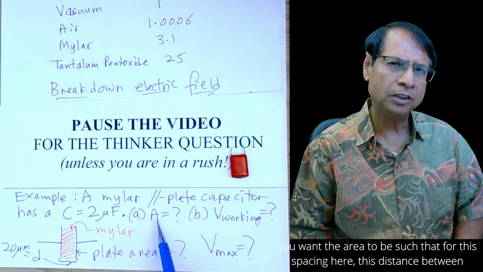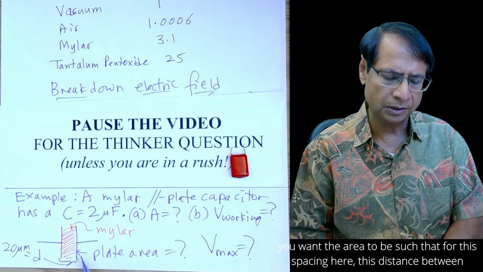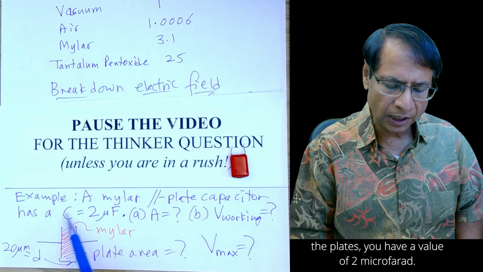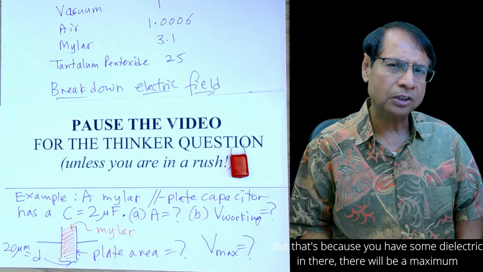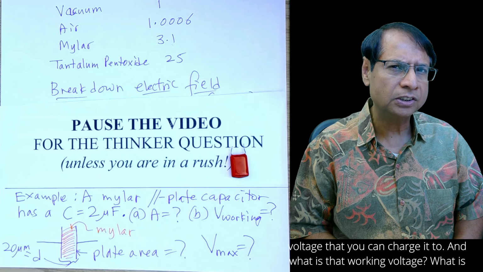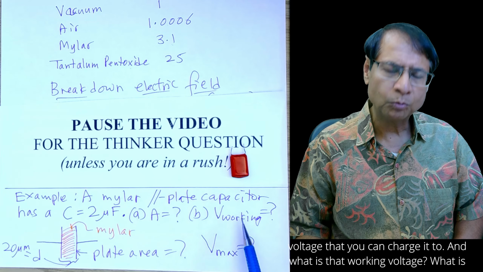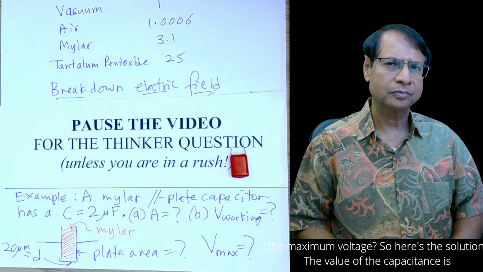So you want the area to be such that for this spacing here, the distance between the plates, you have a value of 2 microfarad. But because you have some dielectric in there, there will be a maximum voltage that you can charge it to. And what is that working voltage? What is the maximum voltage?